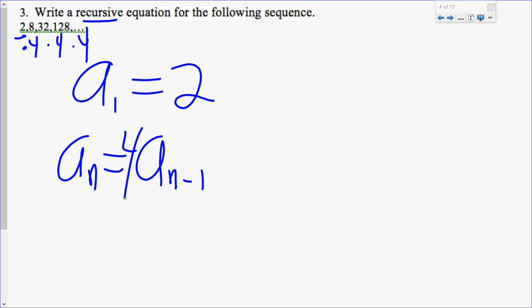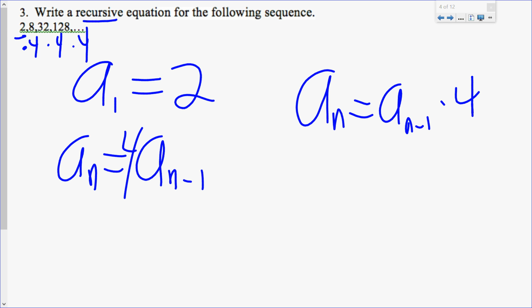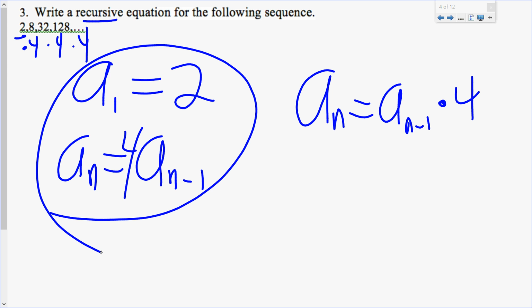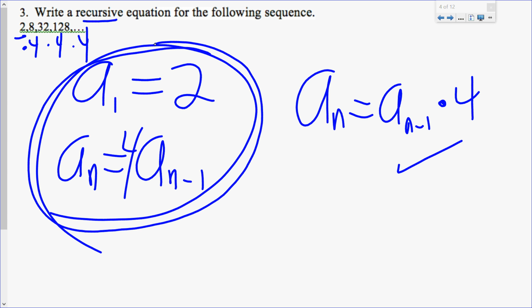Now, a lot of students want to write the 4 in the back. They want to write an minus 1 times 4. There's nothing wrong with that. That is technically correct. But usually you're going to see it written with the 4 in front, because a coefficient always comes in front. But that's okay as well. Understand, too, that both pieces must be here. A recursive formula you can't do anything with unless it gives you one of the terms.